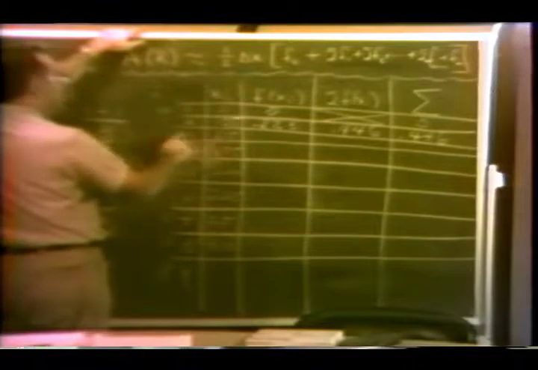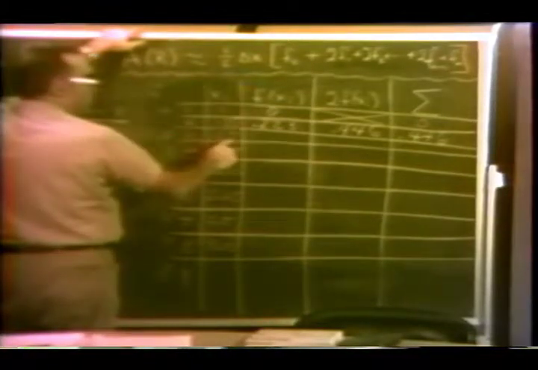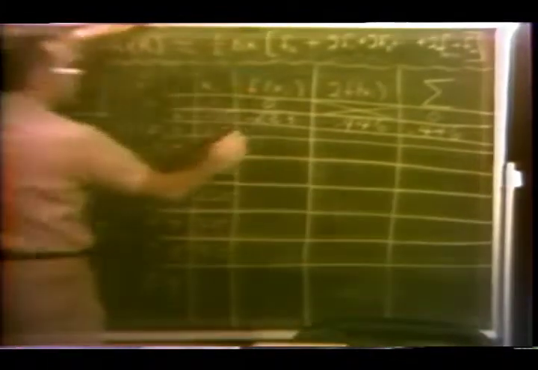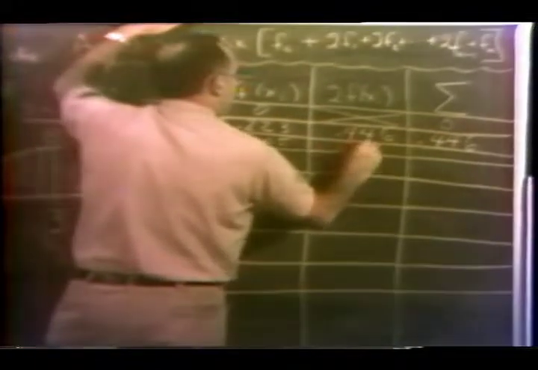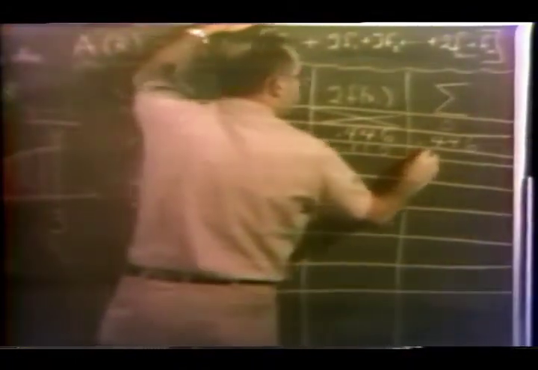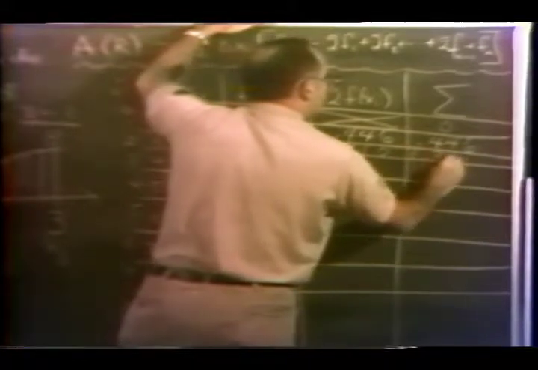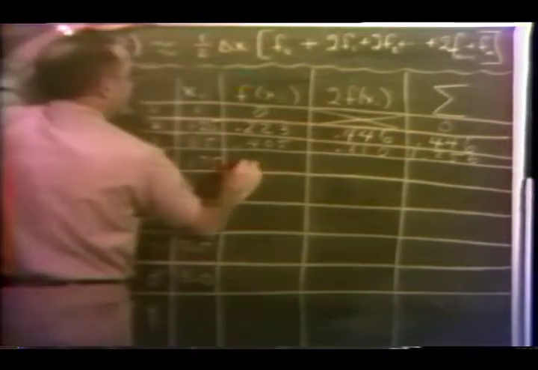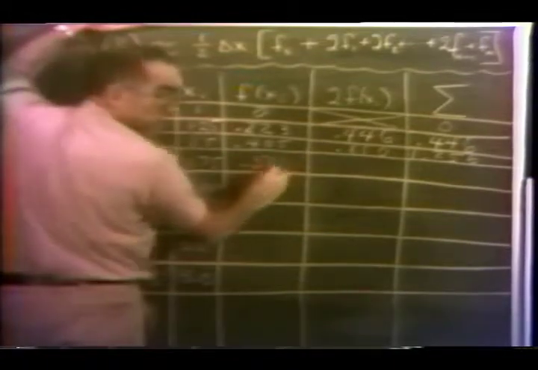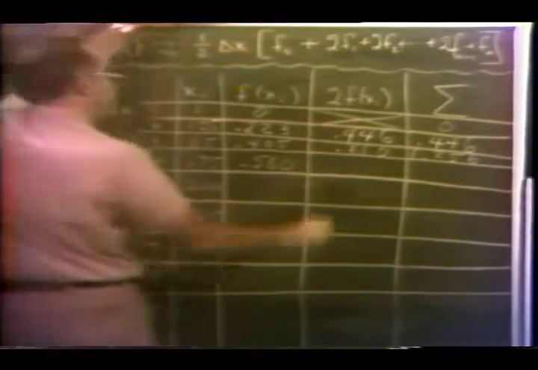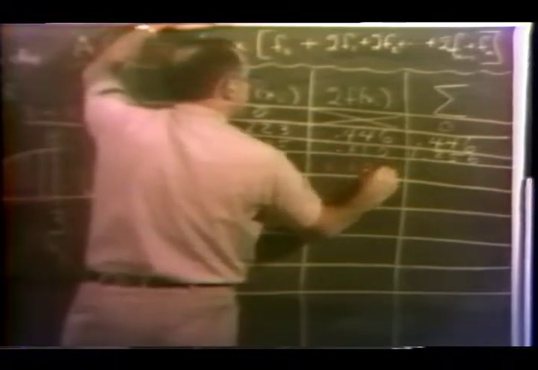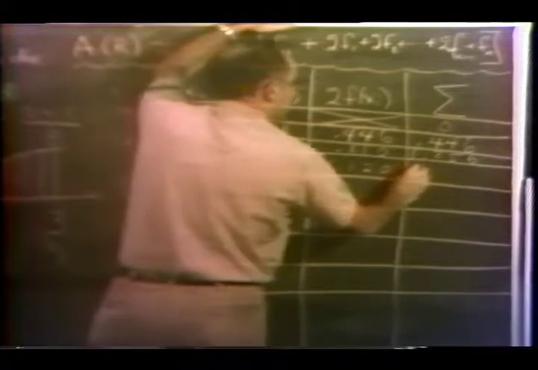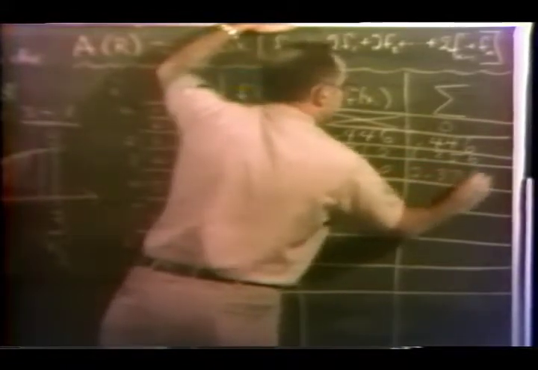Second value then, at f of x sub 2, 1.5 would be 0.405, which doubled is 0.810. And our sum then in this case is 1.256. 1.75 is what? 0.567. Double that, which is 1.120. Add that to this, and it's 2.376.